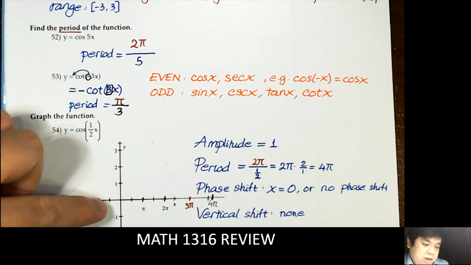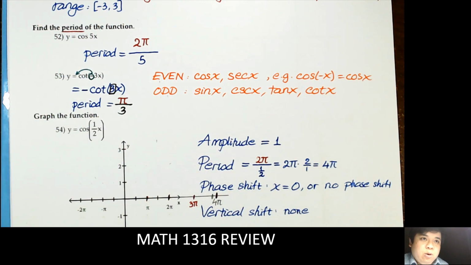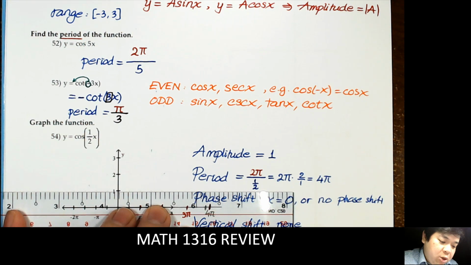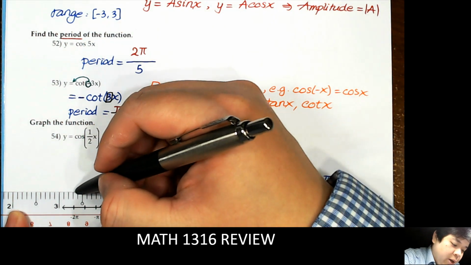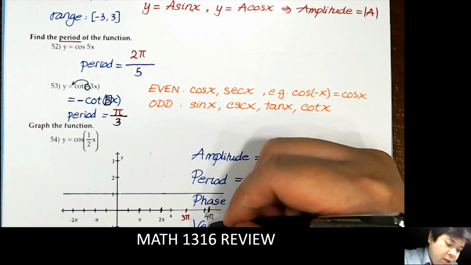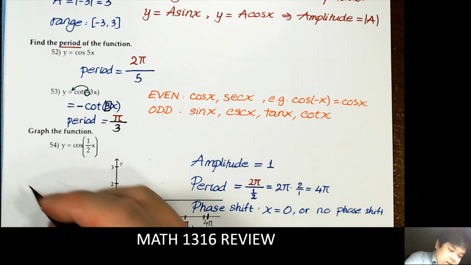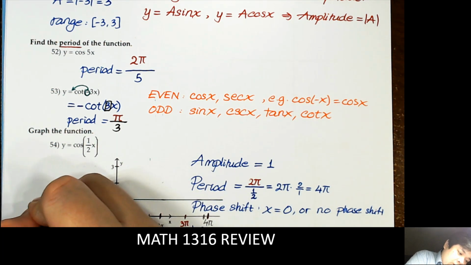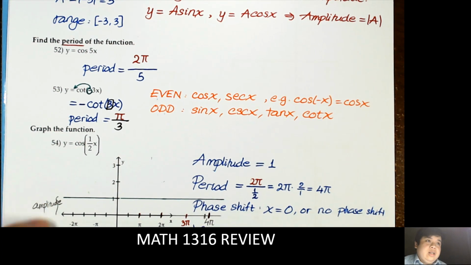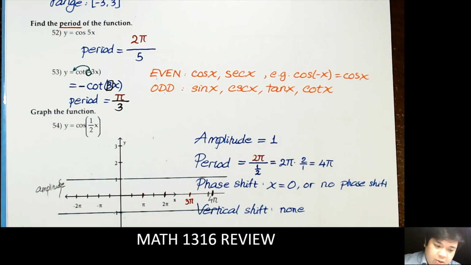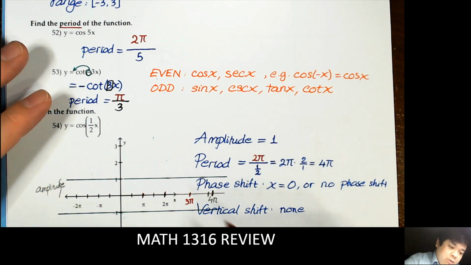Right. So the period is 4 pi. Cut that into 4 equal segments. And then the amplitude is 1, meaning that the graph is going to be between -1 and 1. So 1 and -1. So this gives us the amplitude. This one is the amplitude, either that or that.